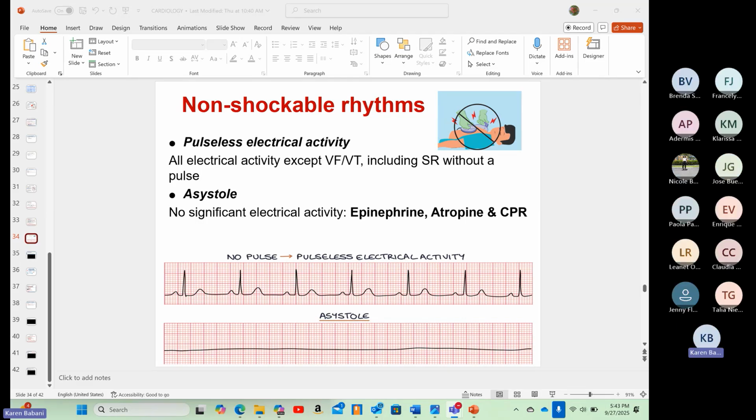Very good. Non-shockable rhythms, like I said, are the rhythms that you cannot shock, because even if you shock, you're not doing anything, they're not going to respond. That is your PEA, or pulseless electrical activity. What is this? You look at the monitor and you see a rhythm, just like this one, that very first rhythm.